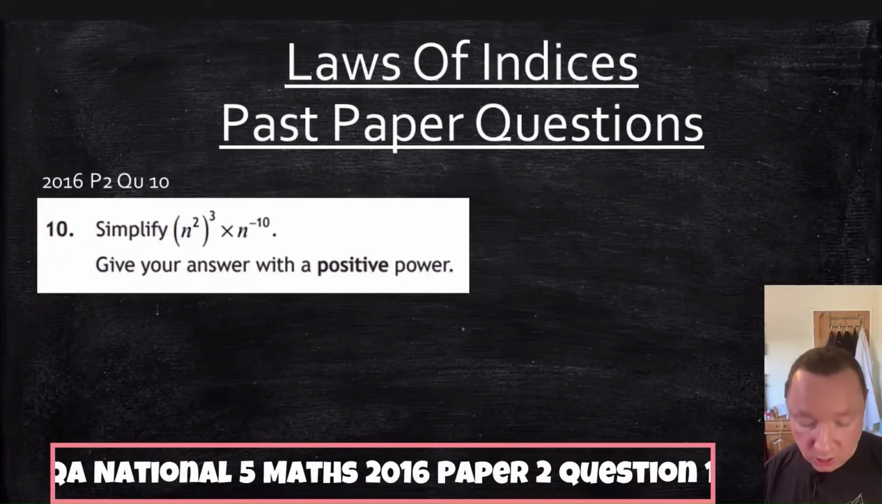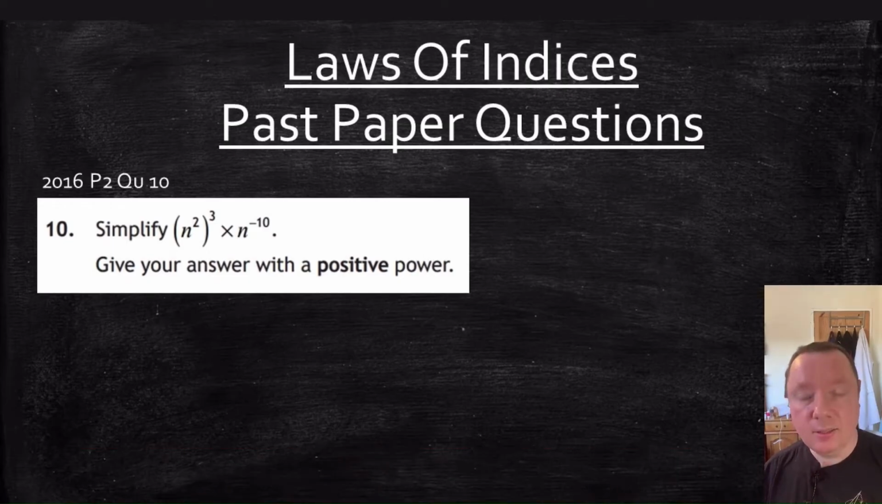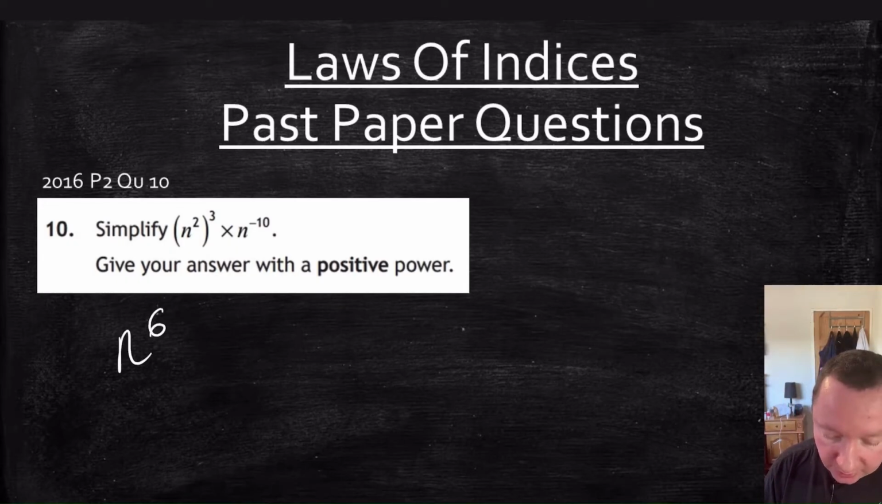2016, Paper 2, Question 10. Simplify n squared cubed times 10 to the n to the minus 10. Give your answer as a positive power. So let's start with the n squared cubed. That gives me 2 times 3 is 6, so n to the 6, times n to the minus 10.